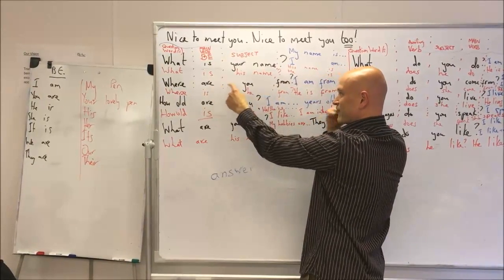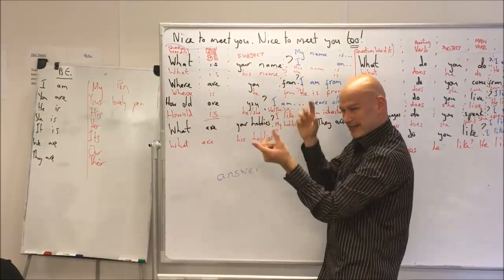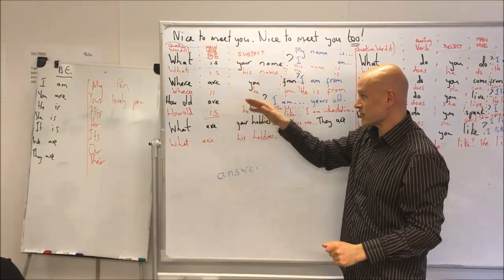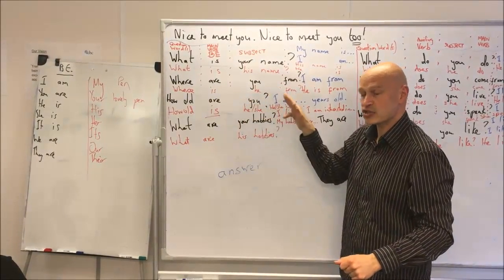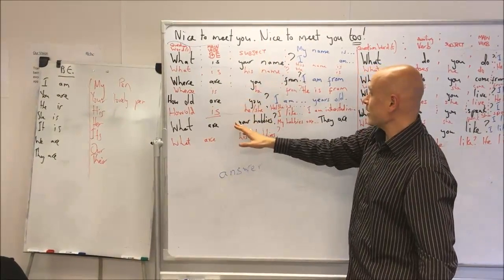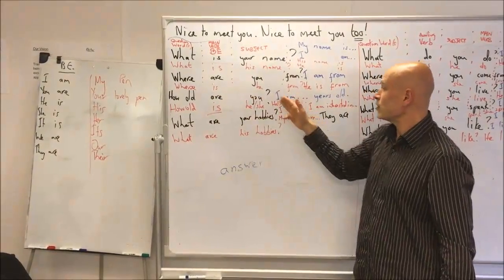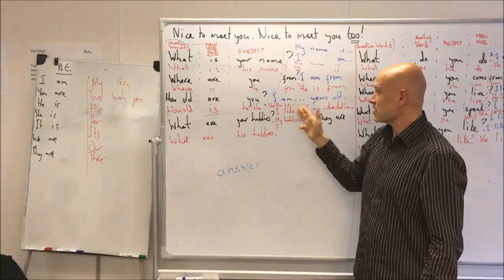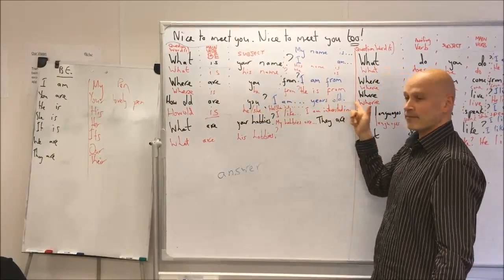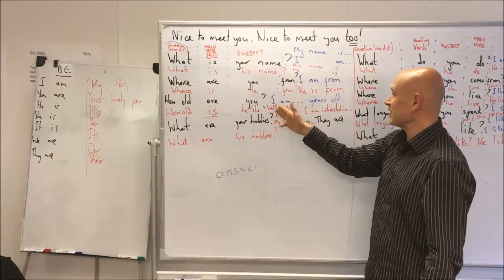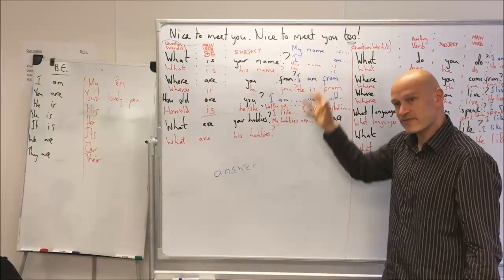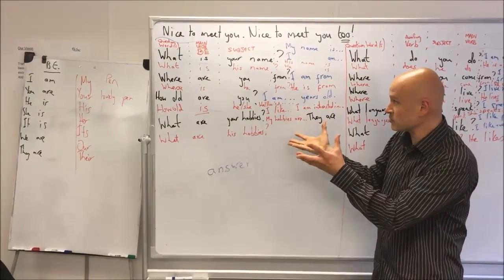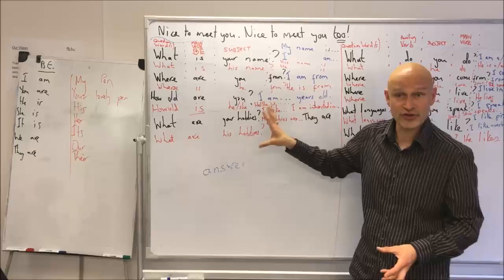Of course, it's slightly different for you and I. That's a little bit different. But when it's third person, where is he from? Where is she from? Okay? Now, how old are you? How old is he? I am and he is. How old are you? I am. How old is he? He is. That's the verb to be. Questions using the verb to be in the first person and the third person.